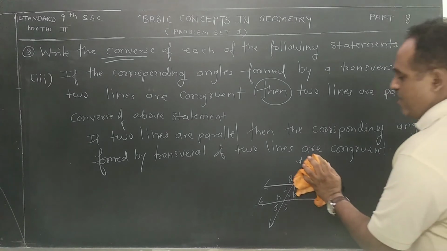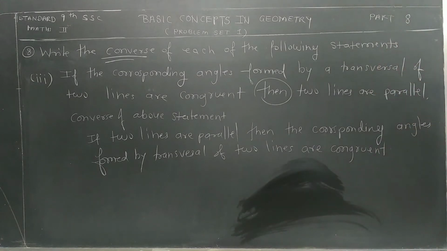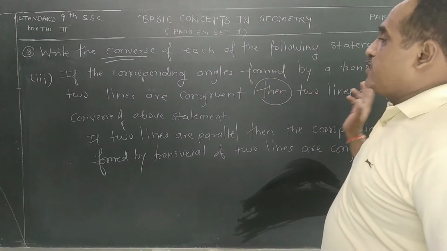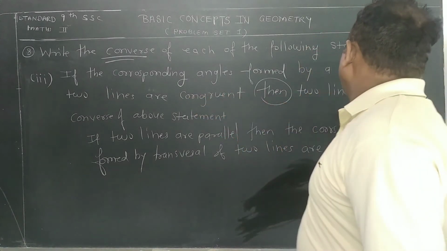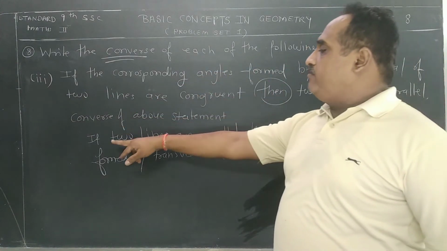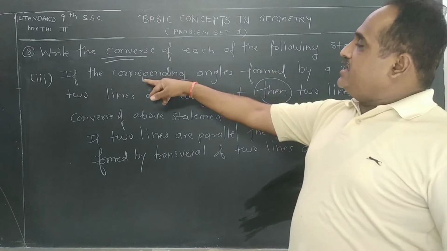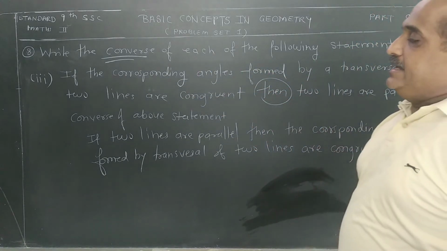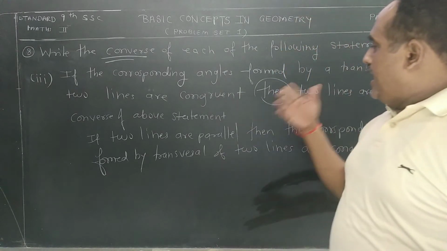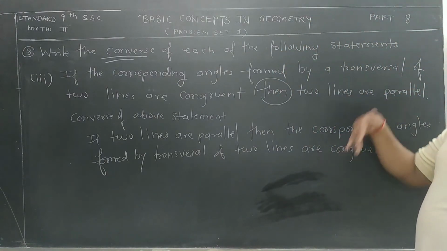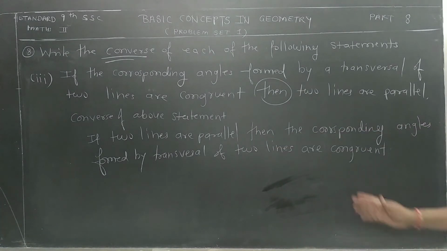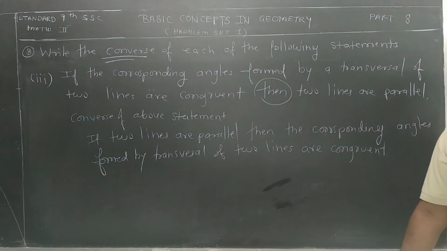But have you understood the statement once again? If the corresponding angles formed by a transversal of two lines are congruent, then the two lines are parallel. What have I taken? If the two lines are parallel, then the corresponding angles formed by a transversal of two lines are congruent. The consequent becomes antecedent, and the antecedent becomes consequent. That is called what? The converse of the above statement. Please copy it down properly by pausing the video.